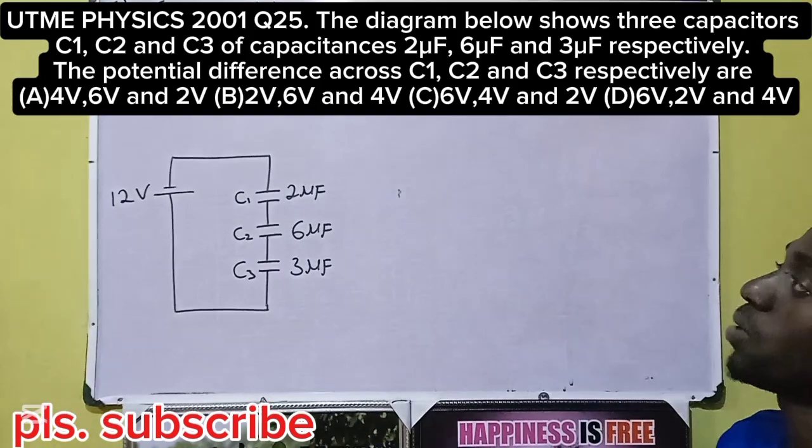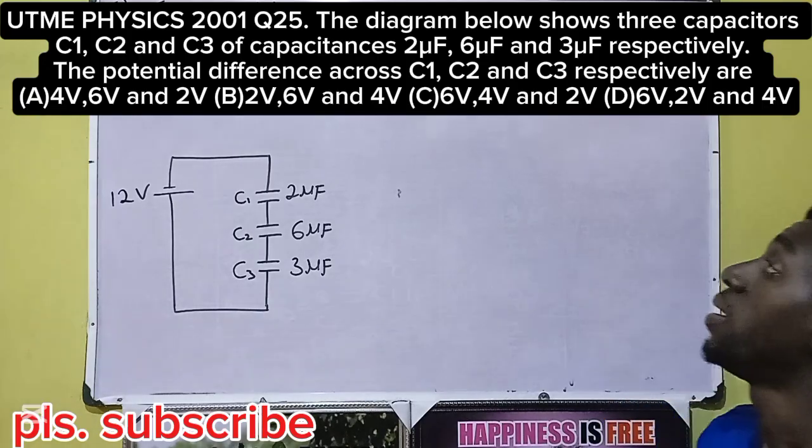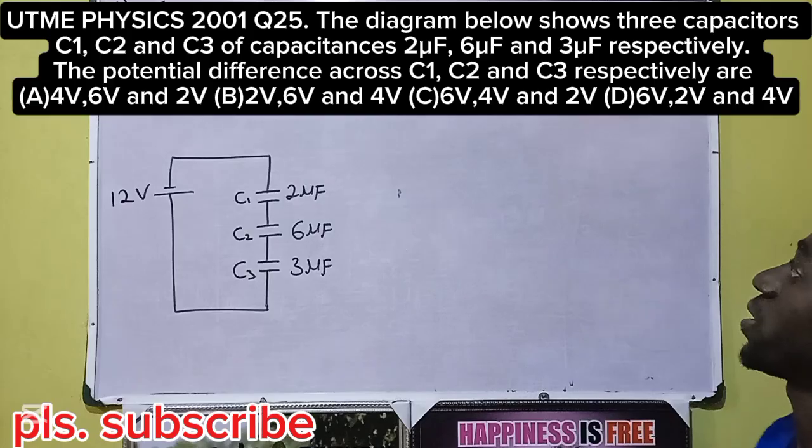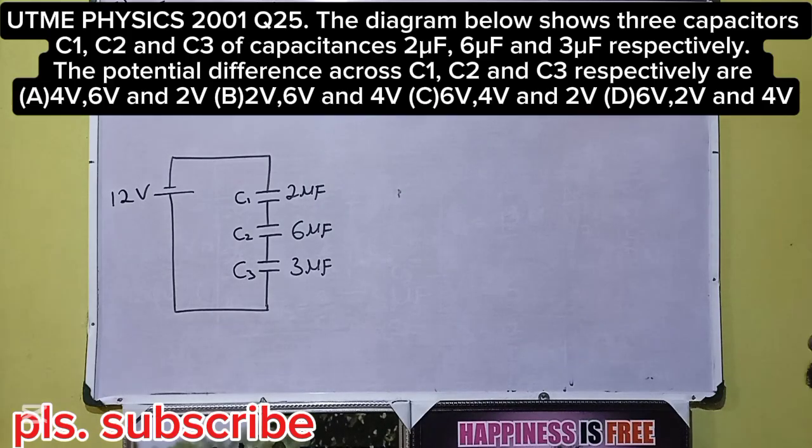JAMB past question 2001, question number 25. The diagram below shows three capacitors, C1, C2, and C3, of capacitances 2 microfarad, 6 microfarad, and 3 microfarad, respectively. The potential difference across C1, C2, and C3, respectively, are.